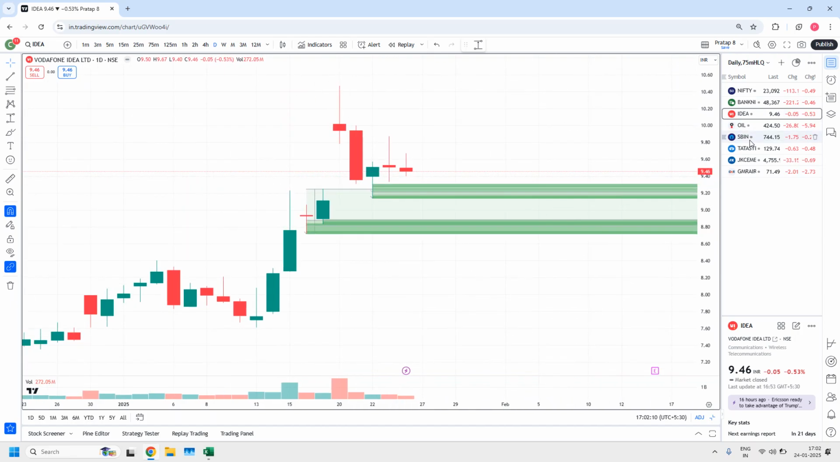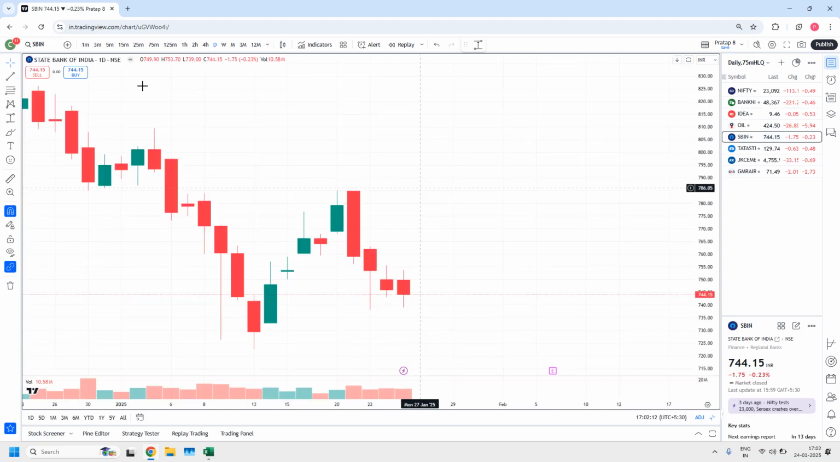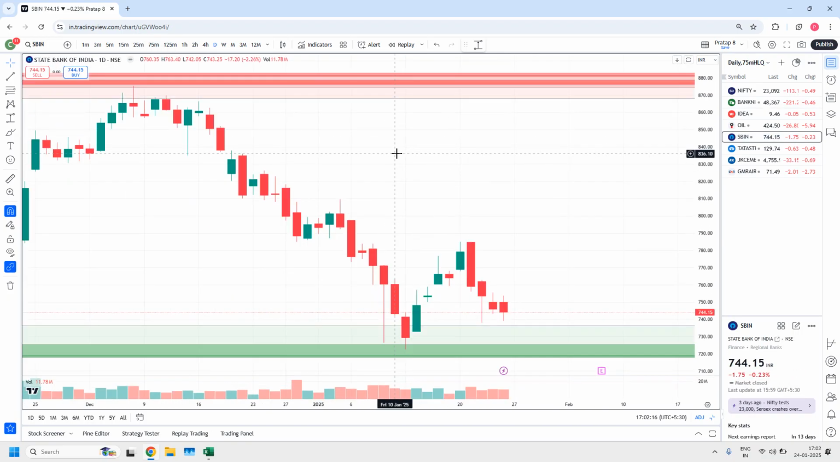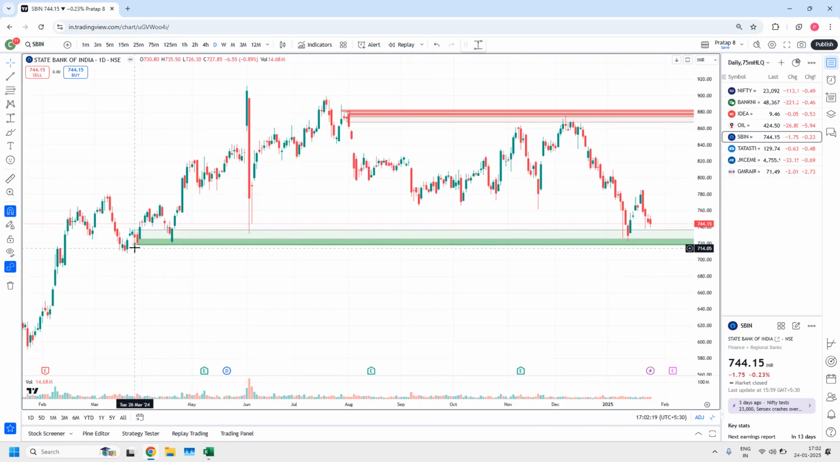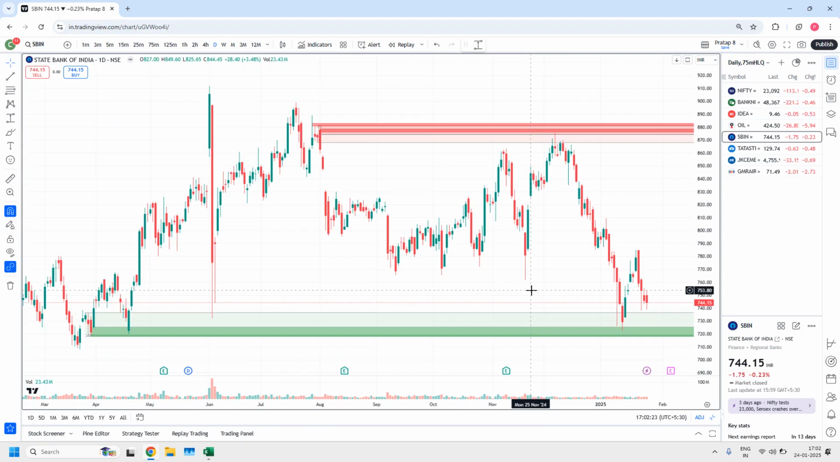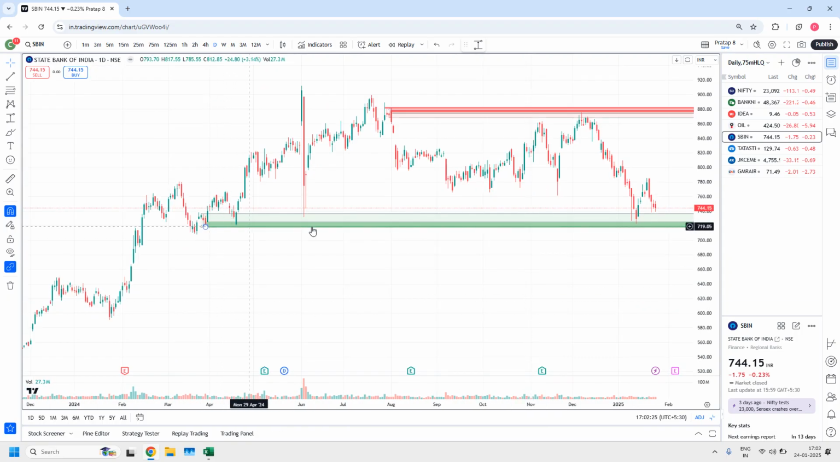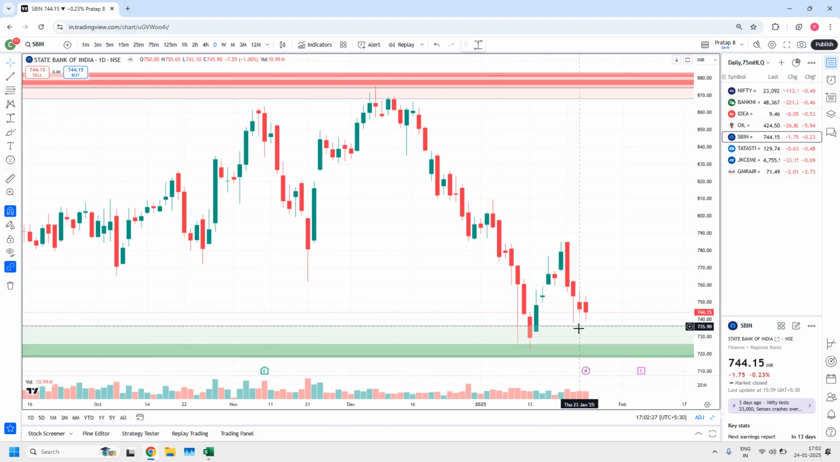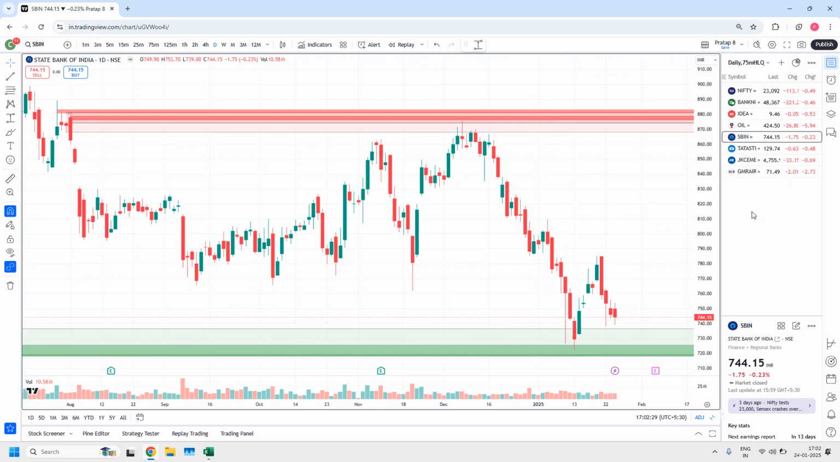Next one is State Bank of India. Previously we already fine-tuned this zone. Today I did not do anything. Look into the old videos. We have a fine-tuned 5 minute zone here. Today prices did not enter into the zone at all, first of all.